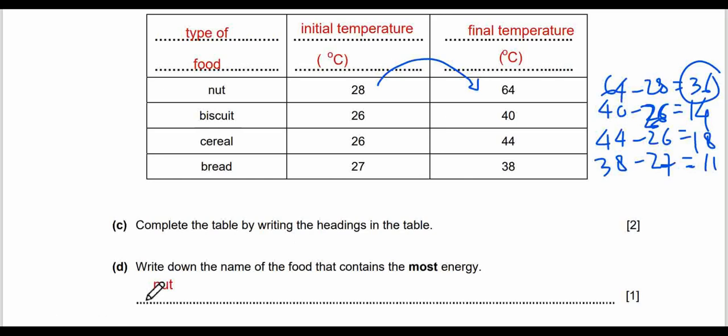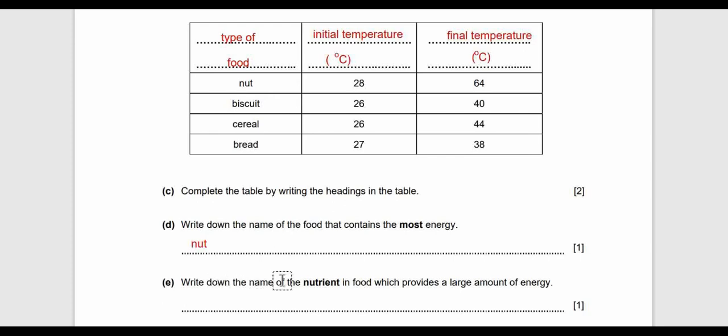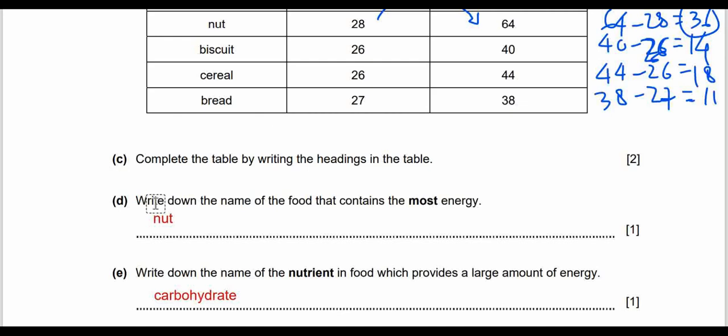Next. Write down the name of the nutrient in food which provides a large amount of energy. So name one nutrient in food which provides a large amount of energy. 10 seconds. Well, let's open up the answer. The answer for this is carbohydrate, or you may also answer fat. That's the nutrient that provides energy.